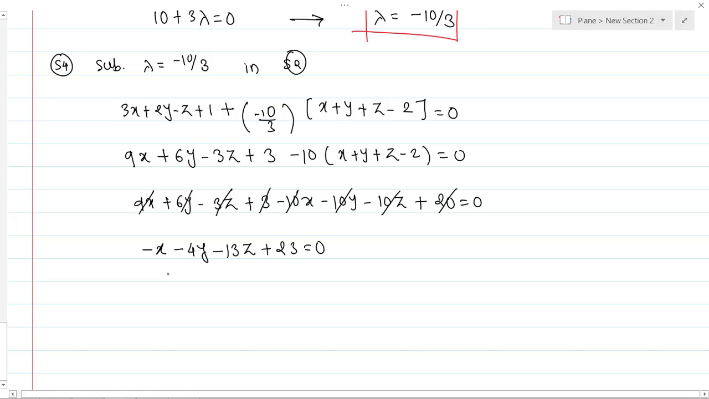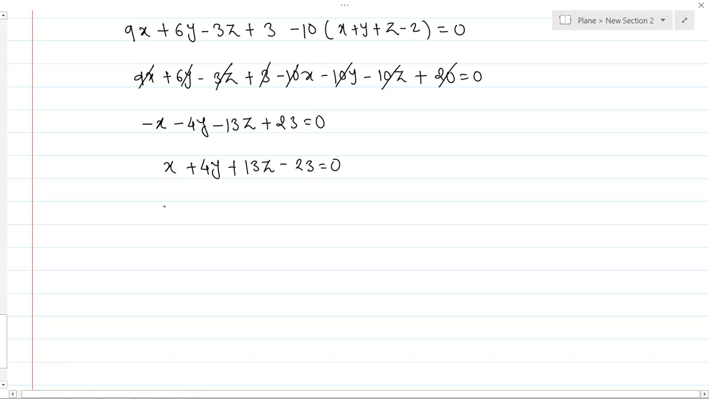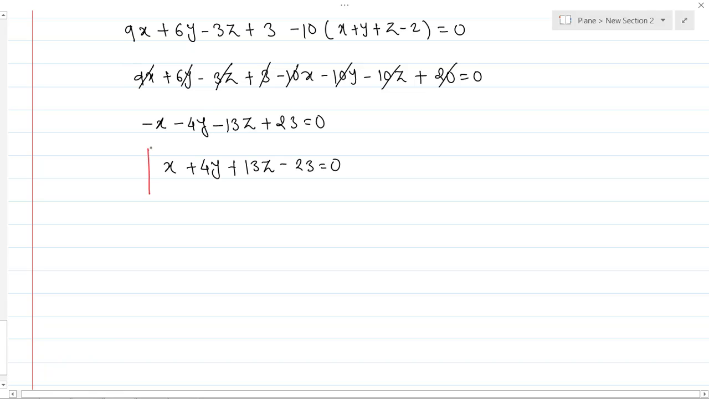Okay, so what to do now? Let's multiply by a negative sign. So I'll have x plus 4y plus 13z minus 23 equals 0. Okay, so let's rewrite this in standard form. This is ax plus by plus cz plus d equals 0. This is only the standard form. You can take this 23 to the RHS. So this is nothing but the required equation of the plane. This is my answer. Okay, this is the required equation of the plane.